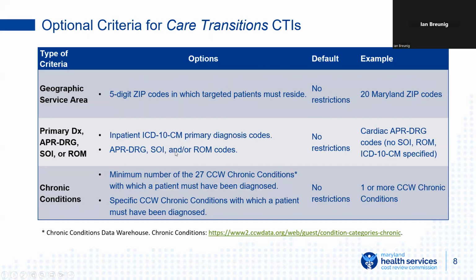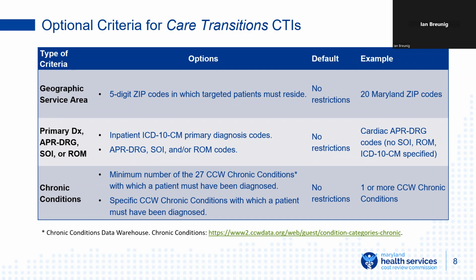Okay, so next, we'll move to the optional criteria. Those are the criteria that CTI participants can choose to use to identify the specific patient populations on which they plan to implement an intervention. If the participants choose not to specify a certain type of these optional criteria in their intake templates, then by default, the HSCRC's programs will simply skip over those restrictions. So they won't be applied, and there's no real baseline or starting point regarding those criteria.